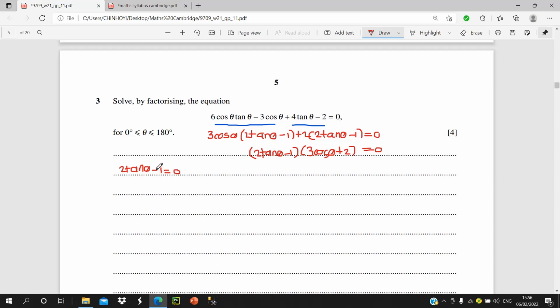Then you take the negative 1 to this side and divide by 2. We are going to have tan theta is equal to half. Then to find theta, theta is equal to arctan of half.